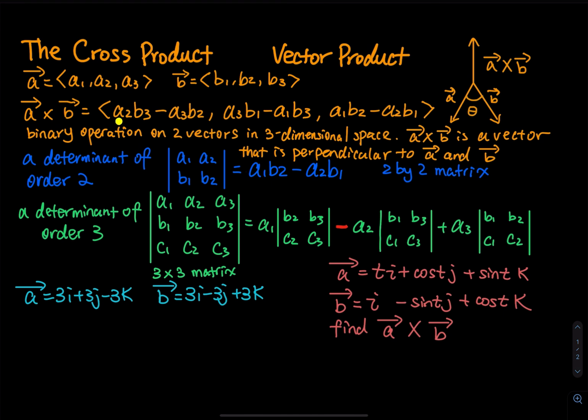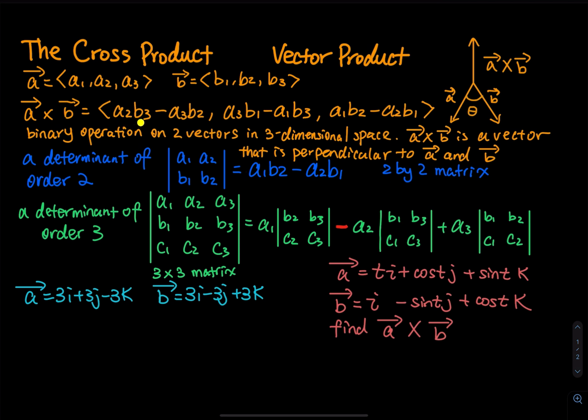So this is A2 times B3 minus A3 times B2, and then comma, A3 times B1 minus A1 times B3, comma, A1 times B2 minus A2 times B1. I know the pattern is not obvious. This is something that you will have to memorize.